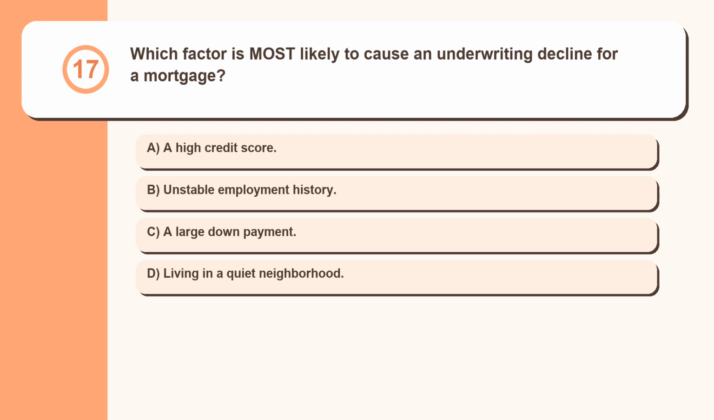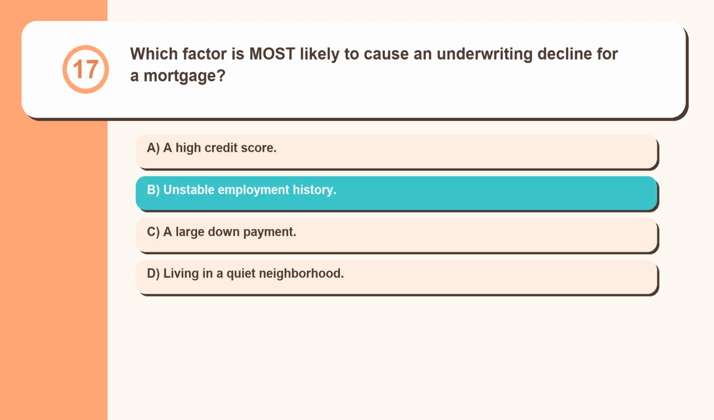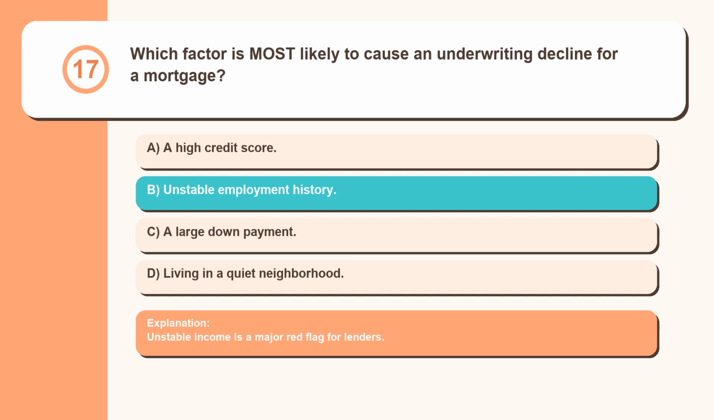Question 17. Which factor is most likely to cause an underwriting decline for a mortgage? A high credit score, unstable employment history, a large down payment, living in a quiet neighborhood. Unstable income is a major red flag for lenders.